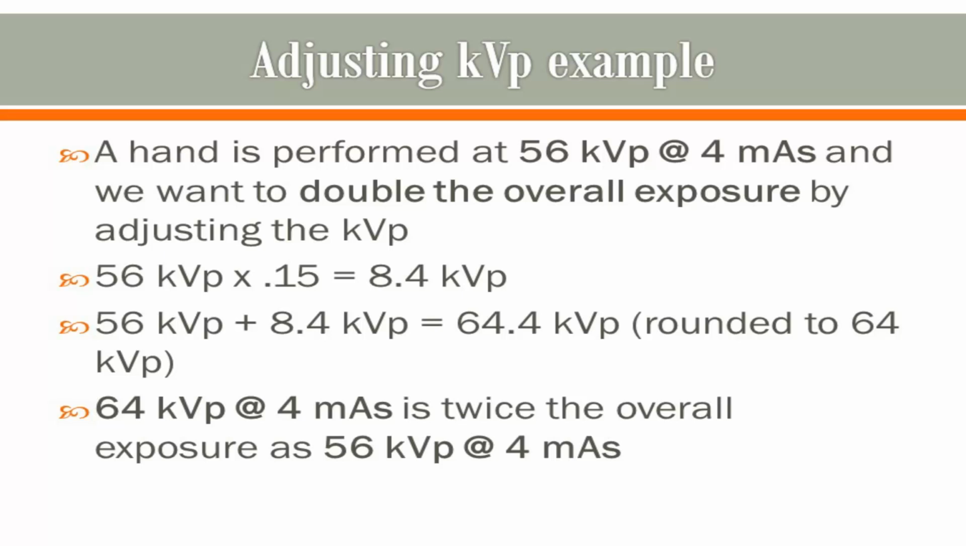Next, we add the 15%, or 8.4 kVp, to our original number, which was 56. So 56 plus 8.4 kVp equals 64.4 kVp. And we would round this to 64 kVp. You always want to round your kVp settings since these are not selected in a fraction. So that would mean that our new exposure would be 64 kVp at 4 mAs, and this is twice the overall exposure as our starting exposure of 56 kVp at 4 mAs. So this is an example of how we could adjust the kVp.